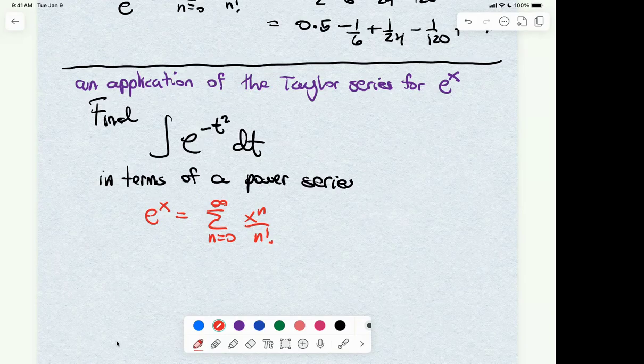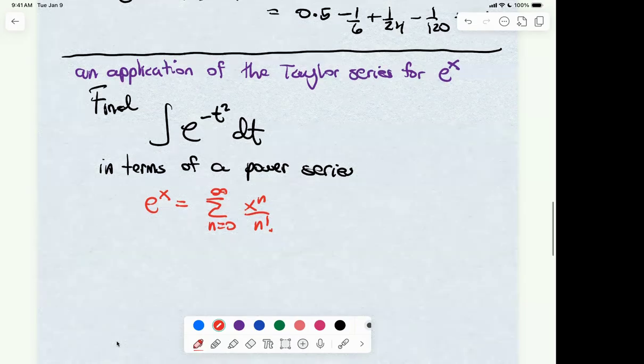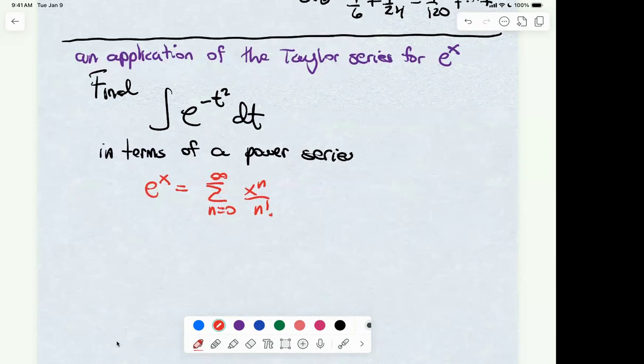But here's the cool thing: since this works for any number x, in particular, it works if you think of x as being minus t squared. There's nothing that said minus t squared is not just some number. So this works for any value of x.